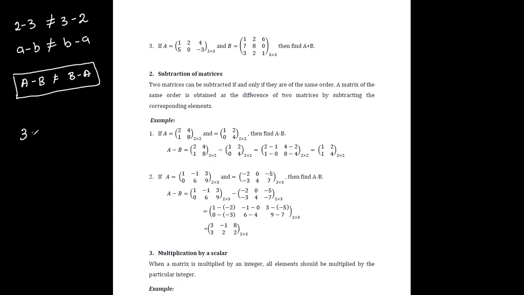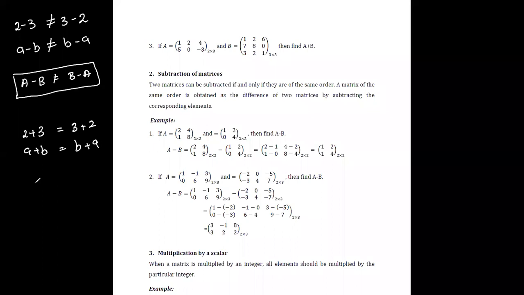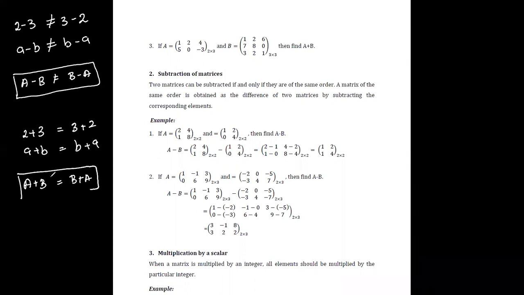but for matrix addition, it is quite okay. It is like 2 plus 3 equals 3 plus 2. For algebra, we define this as A plus B equals B plus A. For matrix addition also, we can use that equality: A plus B is equal to B plus A.